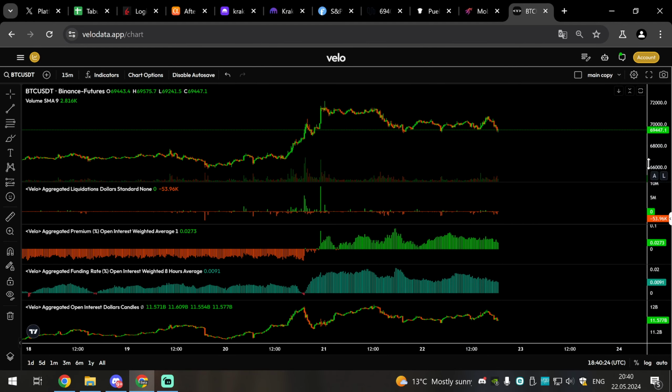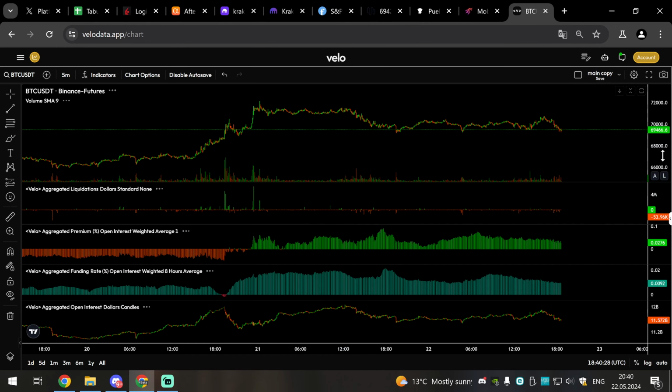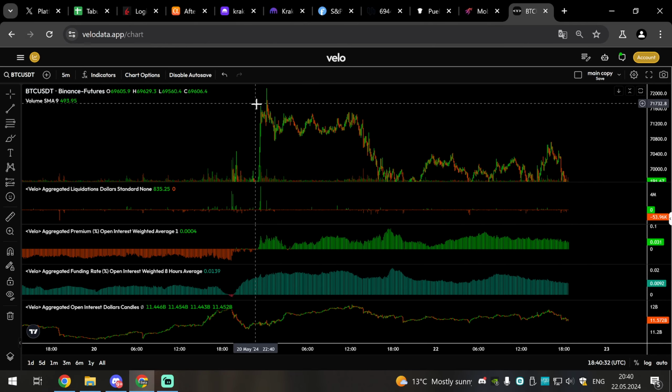So open interest, definitely nice. More locally, if you want more recent examples. We've had a big push to the upside.